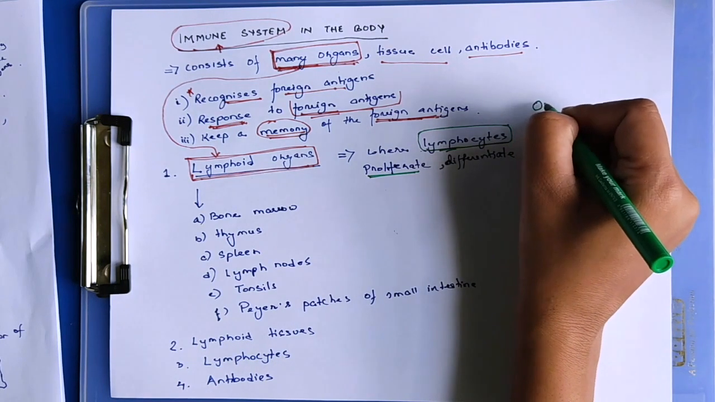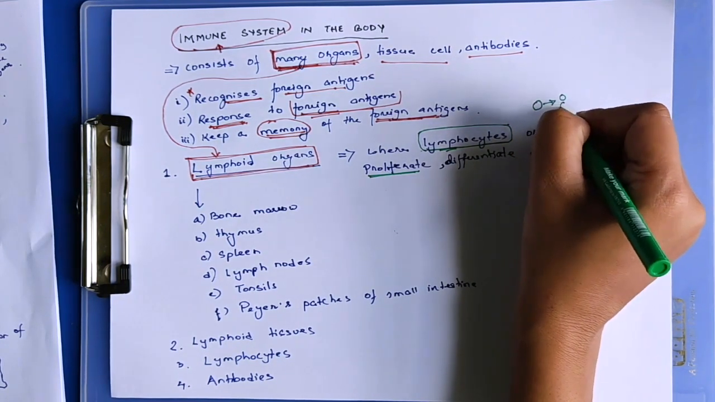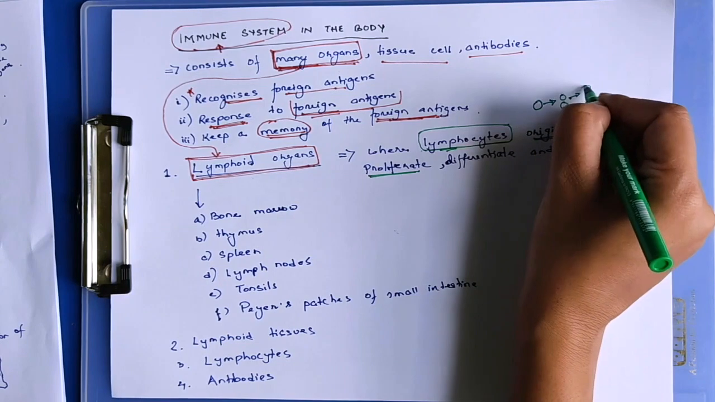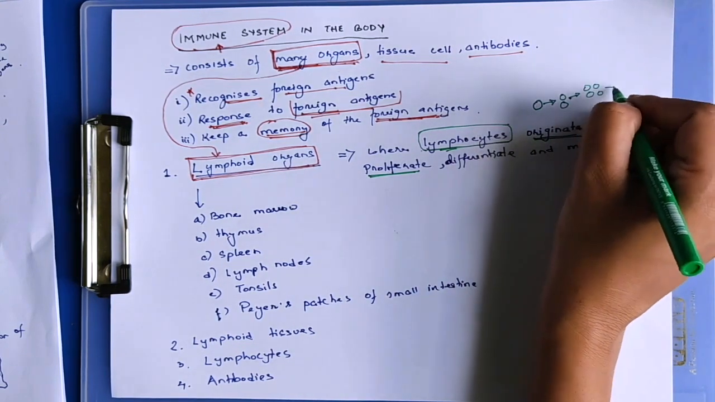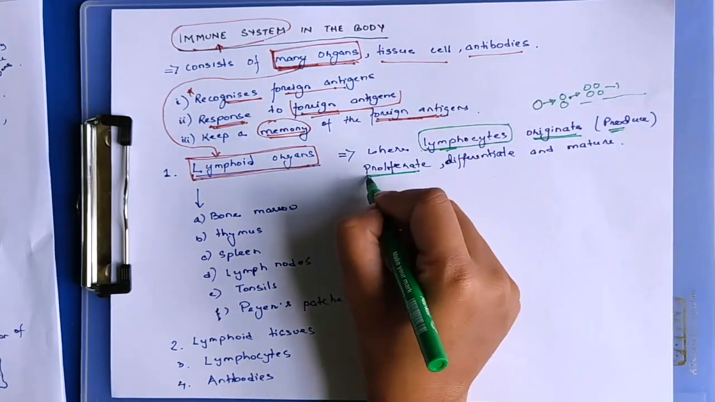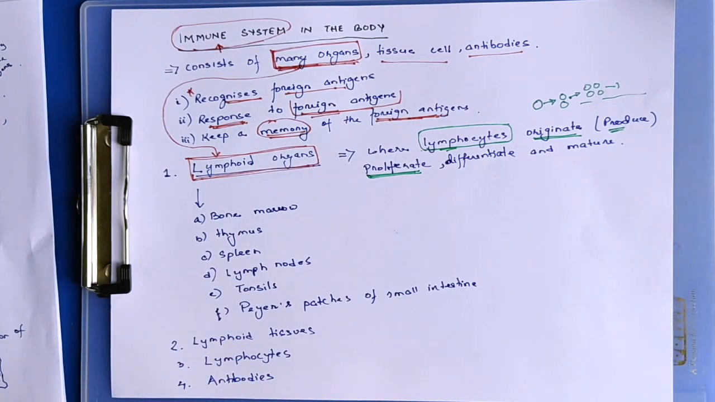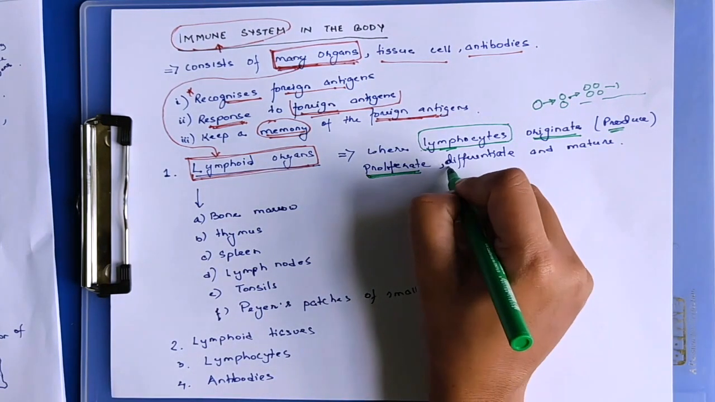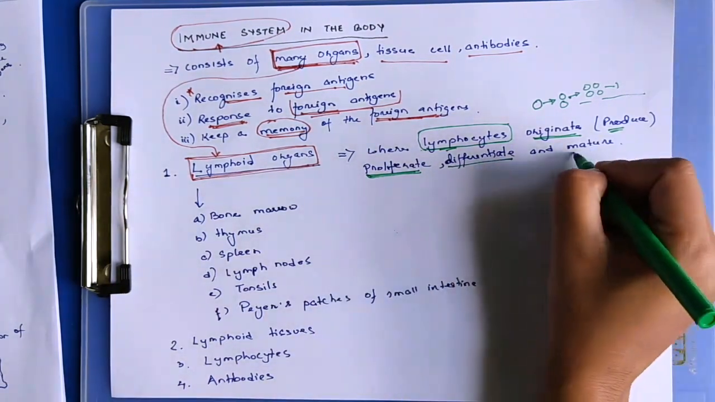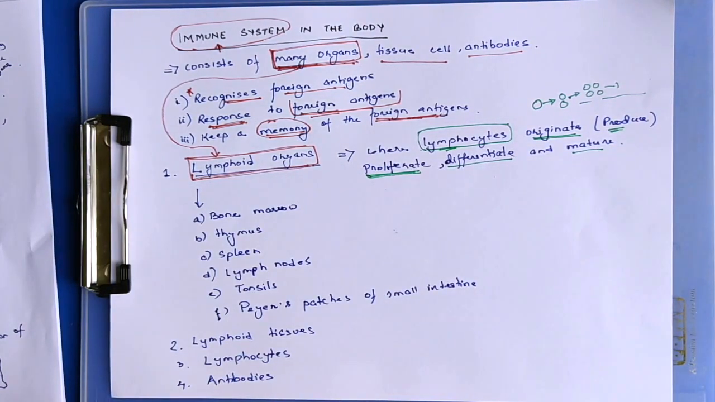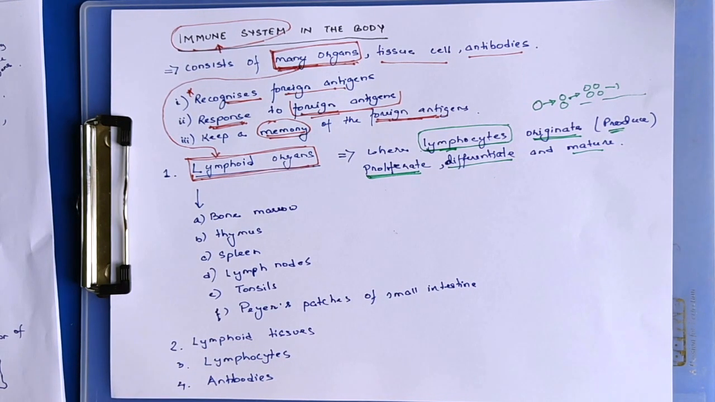One cell multiplies to form 2 cells, then 4, and it will go on. Lymphocytes proliferate, and they also differentiate and mature in the lymphoid organs. So lymphocytes originate, proliferate, differentiate, and mature in the lymphoid organs.